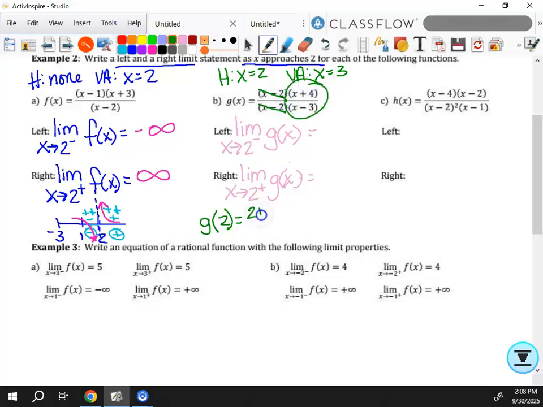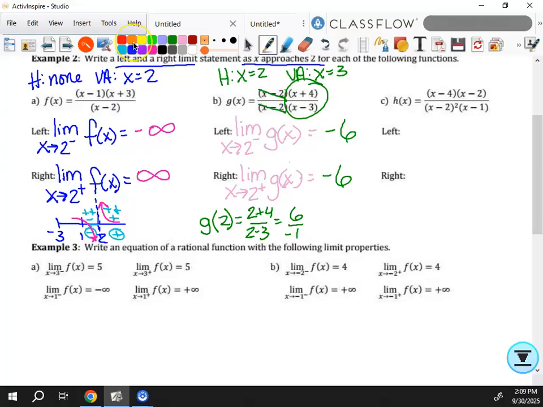So this will be 2 plus 4 over 2 minus 3. That gives me 6 over negative 1. So the answer to both is just negative 6. Okay? You do the sign chart for the asymptotes, because you got to know if you're going to positive or negative infinity. For the hole, you don't need a sign chart. You just need to know what the y value of the hole is. Okay? We good with that? Questions? Anything? Easy peasy lemon squeezy.